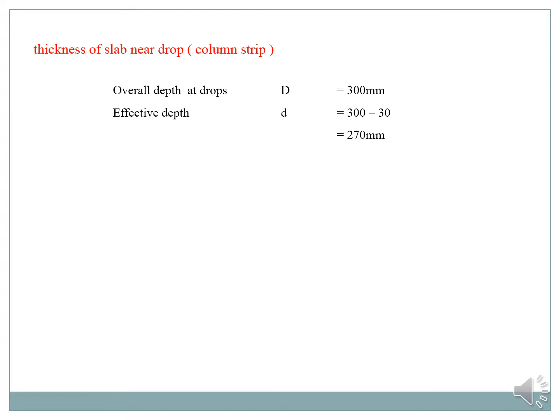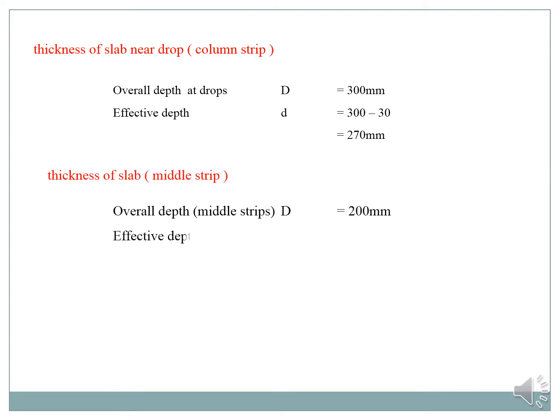So 30 is the cover for the flat slab. So d is equal to 270 mm. Thickness of slab, middle strip: overall depth D is equal to 200 mm. So small d is equal to 200 minus 30, which is equal to 170 mm.